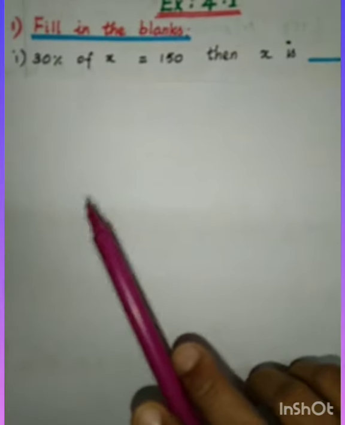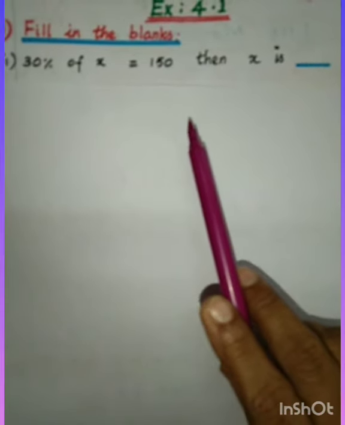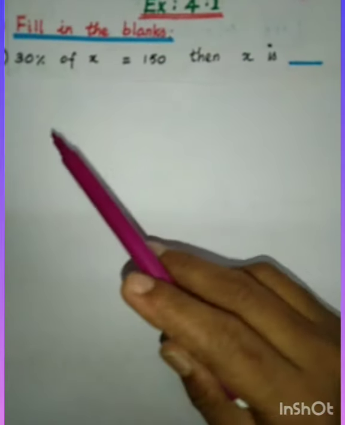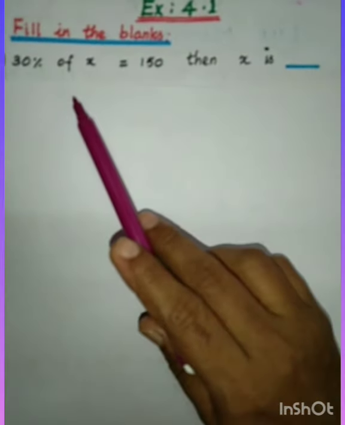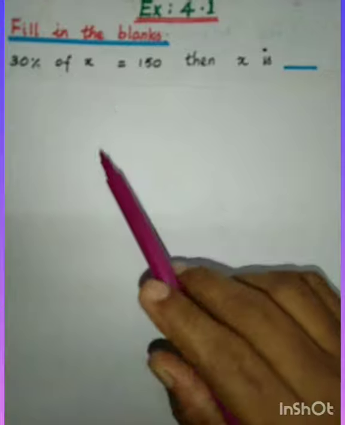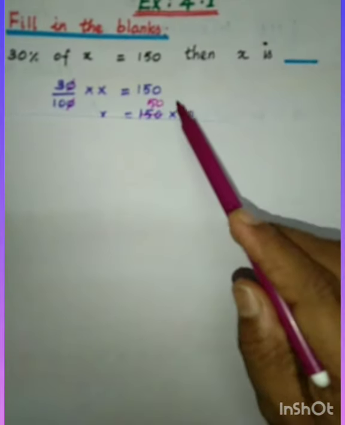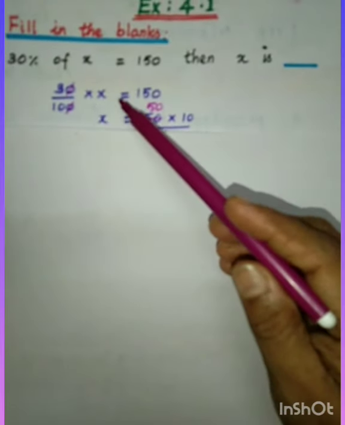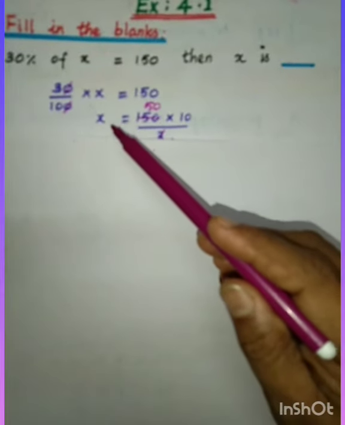First subdivision, 30% of x equal to 150. Then x is dash. Here 30% can be written as a fraction, so the denominator is 100. So 30 by 100, "of" means multiplication into x. That is 30 by 100 into x equal to 150. Then we can cancel zeros. Then 3 by 10 into x equal to 150. Now we are going to find out the value of x.